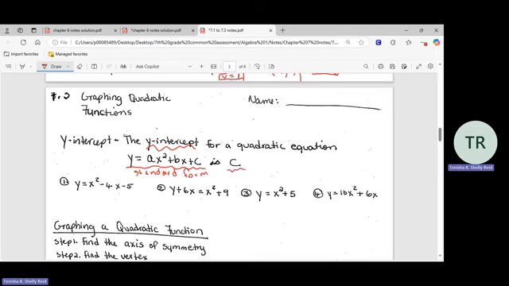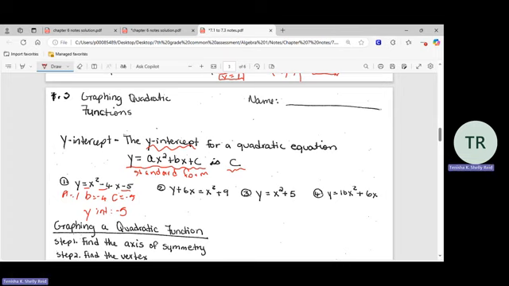Let's find the y-intercepts of the following. y equals x squared minus 4x minus 5. Well, a is 1, b is negative 4, and your c term is negative 5. So your y-intercept is negative 5. Yep, it's that simple.